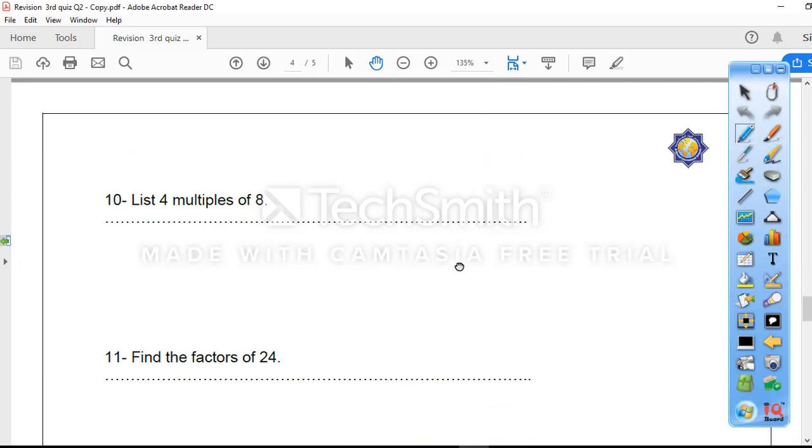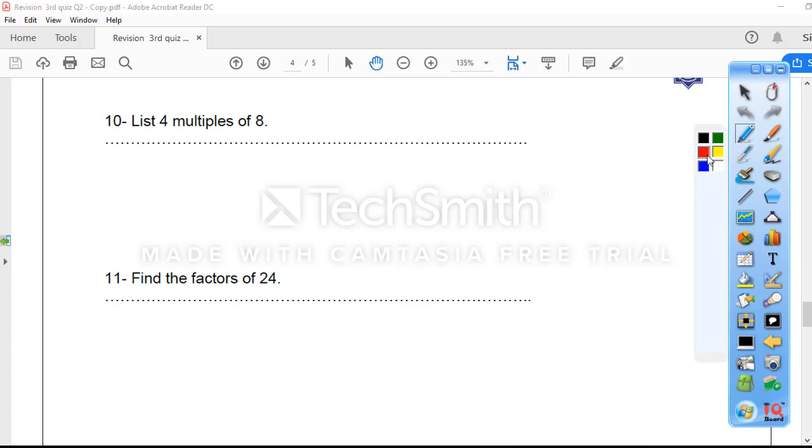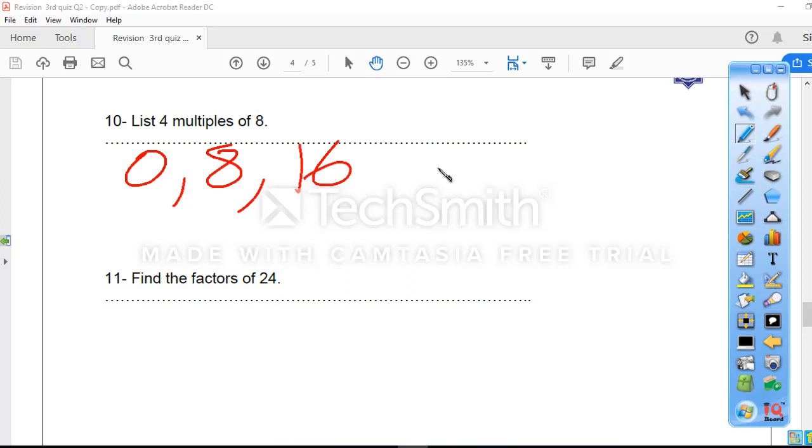Next question, question 10. List 4 multiples of 8. Actually, you can start from 0 here, then add another 8, which gives you 8, another 8 gives you 16, another 8 gives you 24, another 8 gives you 32. So here I listed 5 multiples. I did one more, it's okay.